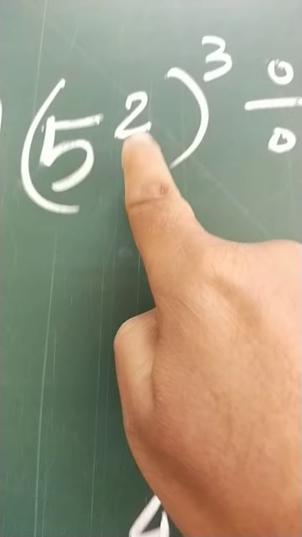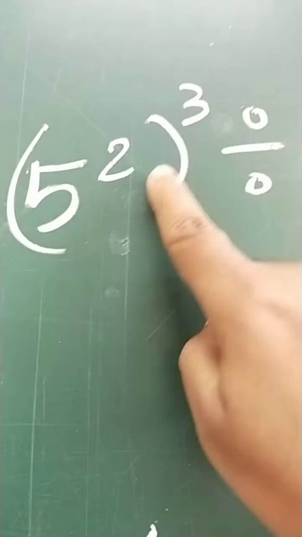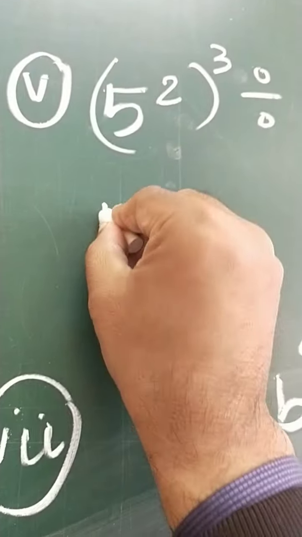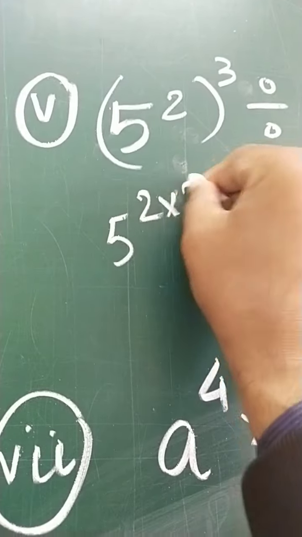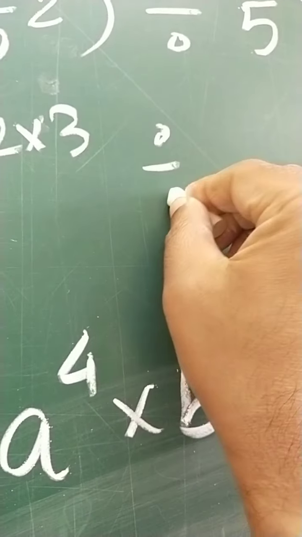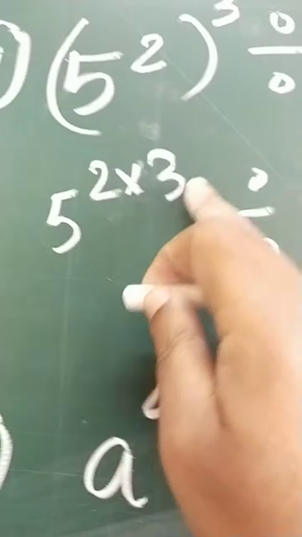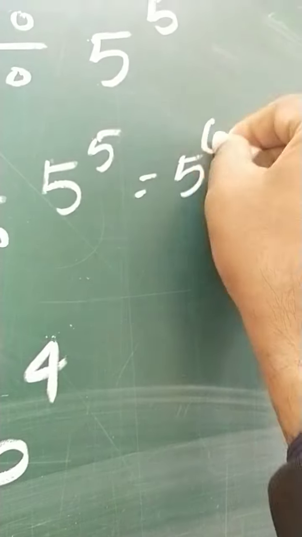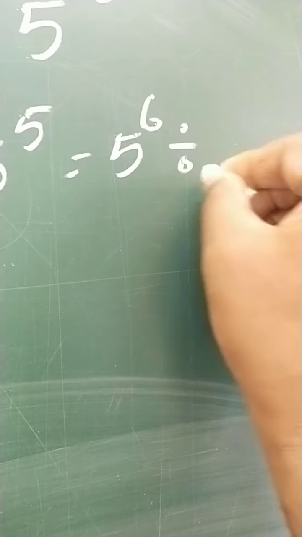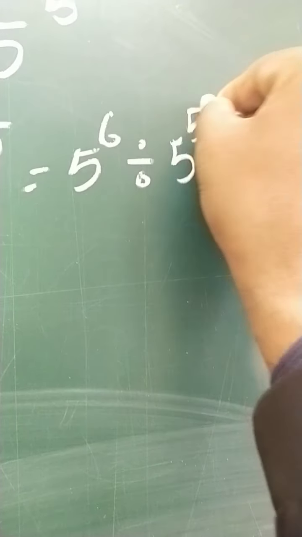Okay, now this is power to the power. So what do we have to do with the powers in this case? We have to multiply them, that is 2 into 3, and then again a division sign is there, and 5 to the power 5, isn't it? Now 5 to the power 2 into 3 would be 5 to the power 6, divided by 5 to the power 5.